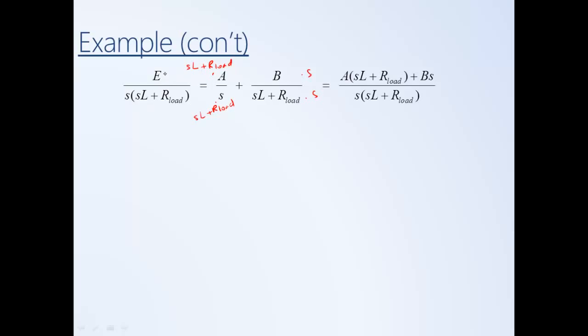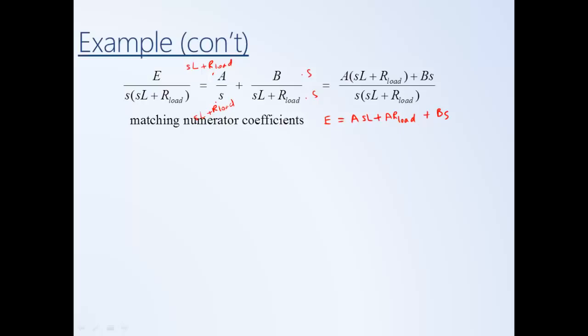Looking at the expression we have on the left and the expression we have on the right, the denominators are the same and the entire quantities are equal. Therefore, the numerators must also be equal. Looking at this, we in essence have one equation but two unknowns, since we don't know A and we don't know B. So we have E is equal to, if I distribute the A, plus B times s.